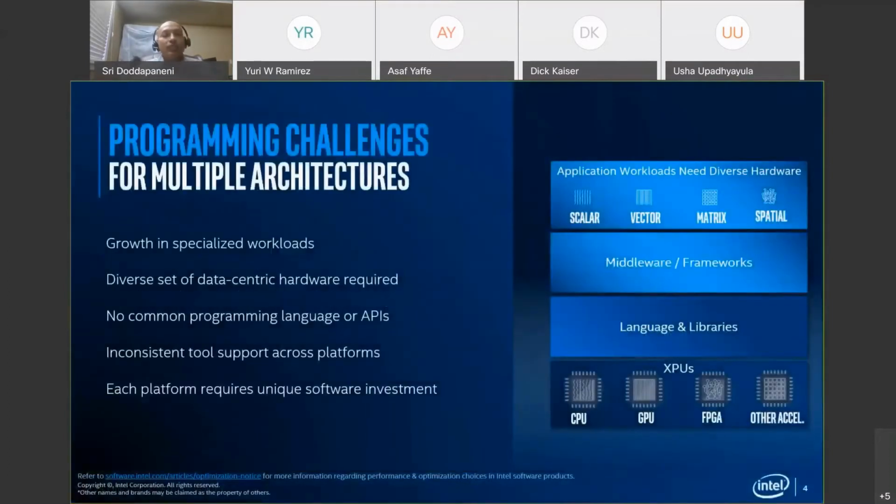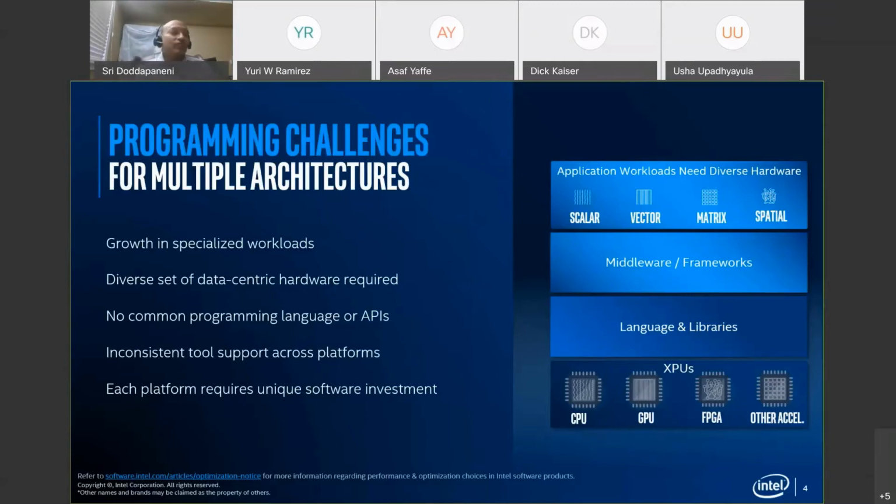Now, this is basically the motivation for oneAPI. As we see it, application workloads are becoming more specialized, especially with vision, AI, autonomous driving, and various other things. It's becoming very domain specific, and hardware is also getting specialized to accelerate those workloads, either GPUs or other accelerators that are domain specific, or more field programmable devices like FPGAs.